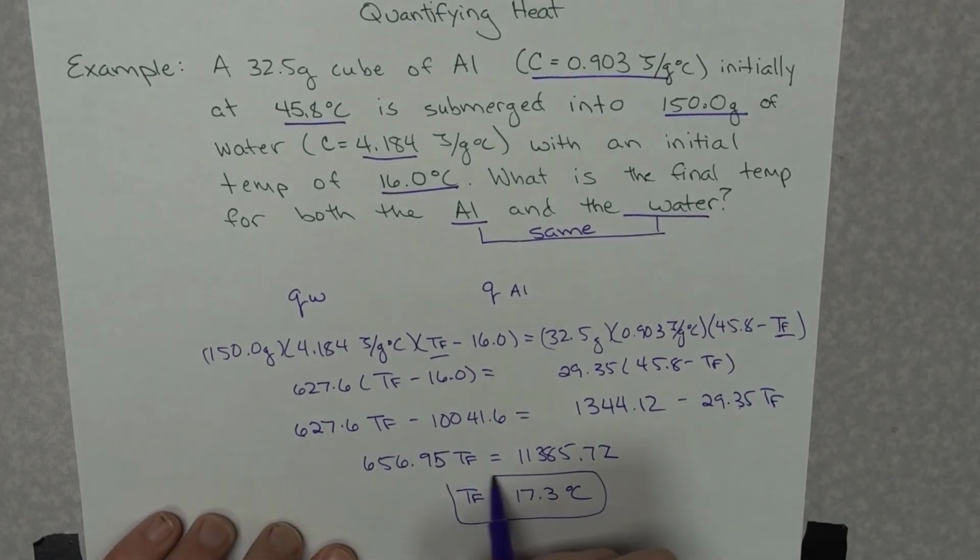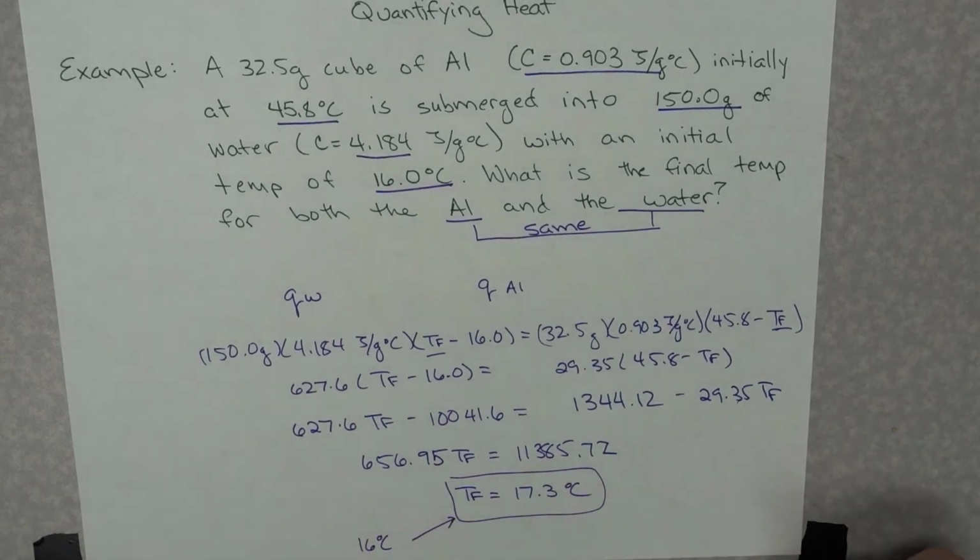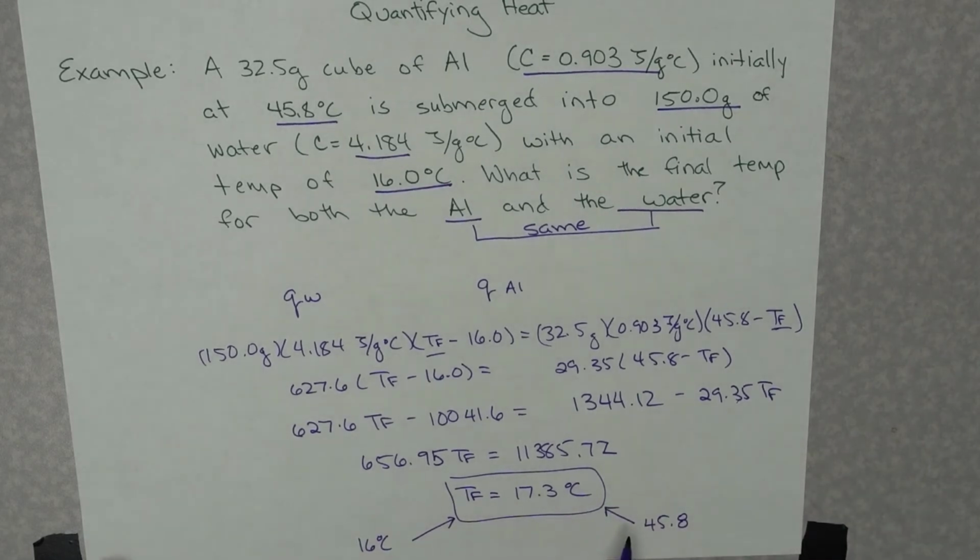You may realize that originally our water was at 16 degrees Celsius. It heated up to that. And our aluminum was at 45, 45.8 actually, and it cooled down to that. This lost as much energy as this gained, but it takes a lot more energy to heat water than it does for aluminum. And that is a consequence of having a very high specific heat. Okay? So that's an important thing for us to keep in mind as we get these numbers. We do all this math, we get a number. Does it make sense?